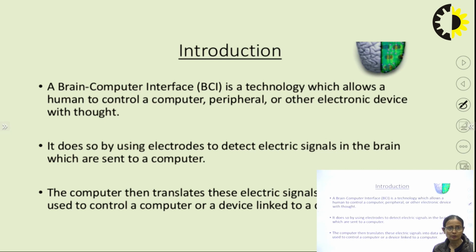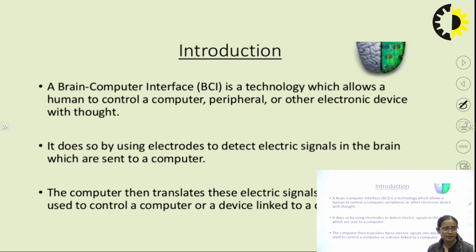So what is basically BCI? It is a technology which allows a human to control a computer, peripheral or other electronic devices with thought. That is, your brain is generating certain signals and these signals are trapped with the help of certain electronic devices and sent to a computer where your brain waves can be manipulated.